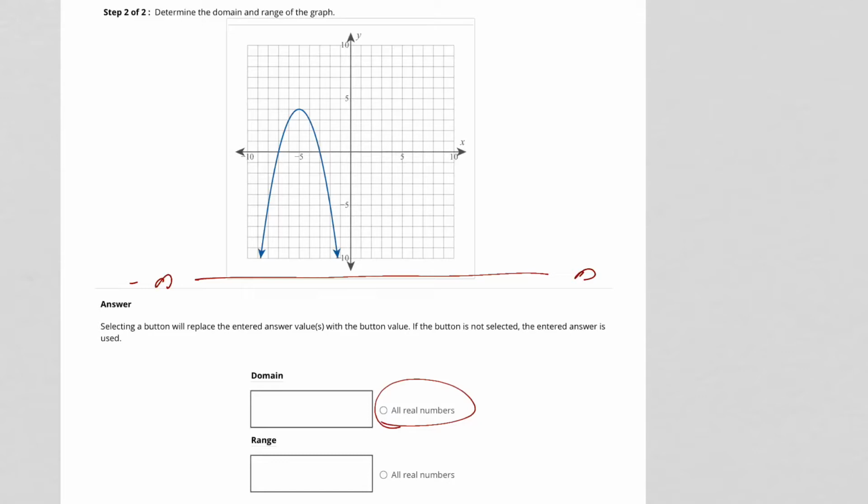Now the range, we read from bottom to top. This graph keeps going down forever, which means that it's down here at -infinity. But as it goes up, it's going to peak right there, and that point is 4. So our range is from -infinity with a parenthesis to 4 with a bracket.